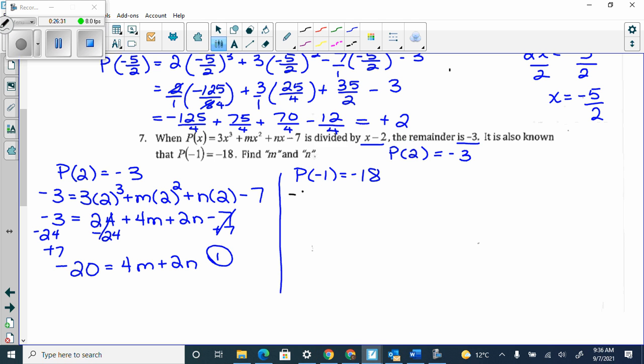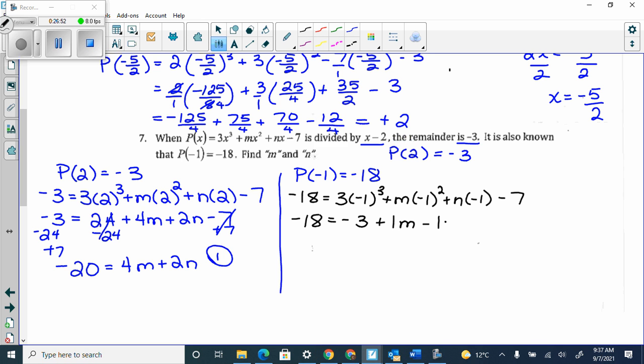So now we're going to go negative 18 equals 3 times negative 1 cubed, plus m times negative 1 squared, plus n times negative 1, minus 7. Negative 1 cubed is negative 1 times 3 is negative 3. Negative 1 squared is positive 1m, minus 1n, minus 7. If you didn't put the 1s, you're totally fine. I'm going to add 3 and I'm going to add 7. 7 plus 3 is 10, minus 18 is negative 8.